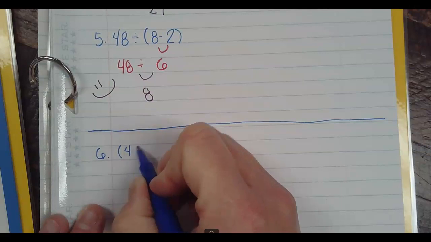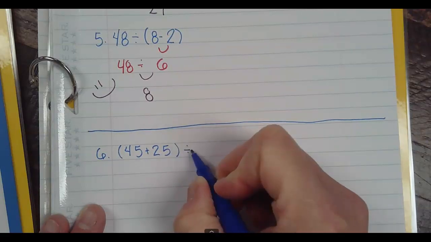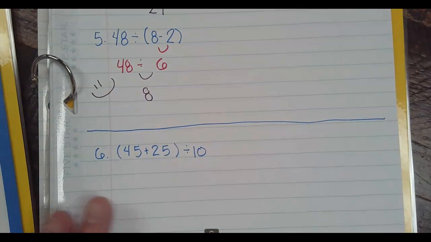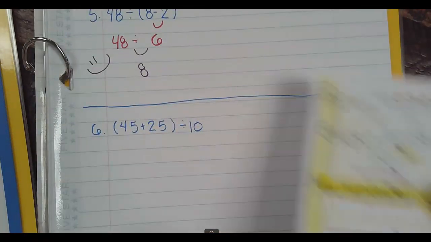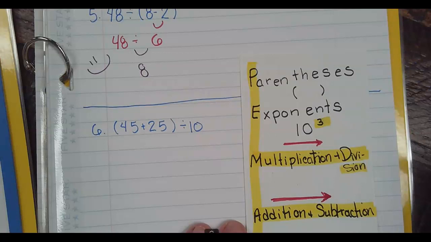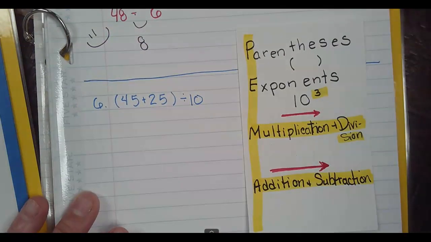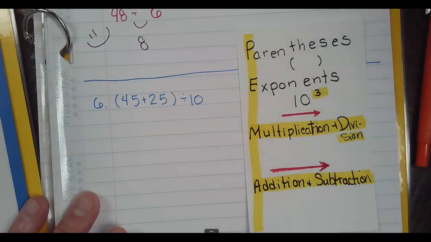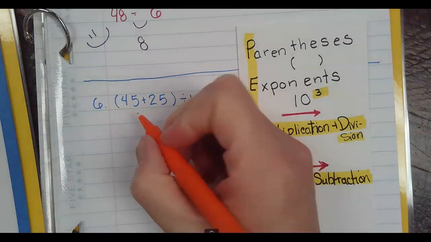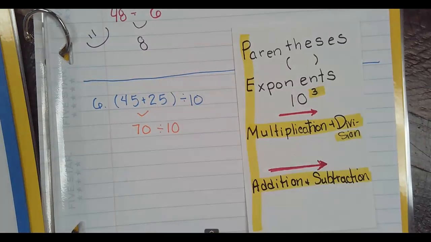Parentheses, 45 plus 25, parentheses, divided by 10. So here's my slip. What am I going to do first? Do I have any parentheses? Yes. So 45 plus 25 is 70. So I have 70. I'm going to pull some random colors, so let me know if you can't see them, okay? So this is 70 divided by 10. So the only other option is 70 divided by 10.